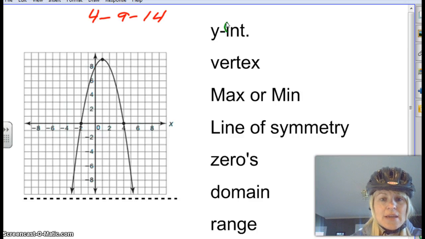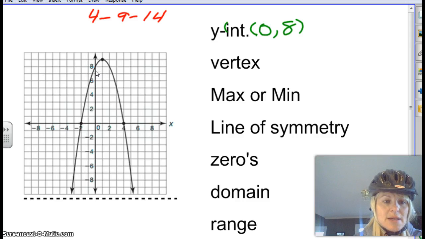So then we'll just say, this is all off. It intersects at 0, 8. Okay, that's where it's crossing the y-axis here.